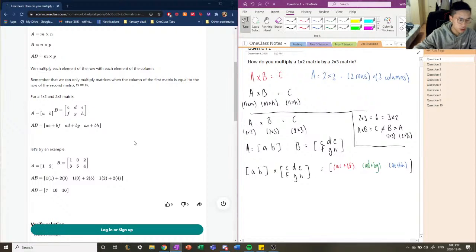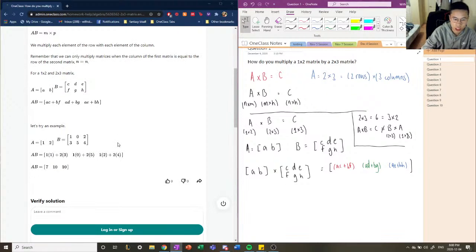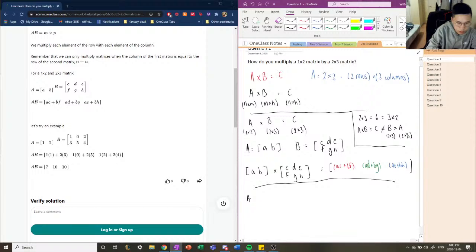So the junior tutor provides us with a solution to make it more tangible for us to understand. So we're going to do the solution really quickly, okay? So let's say that A equals 1, 2, like this, and B is 1, 0, 2, 3, 5, 4, and they want us to find what A times B is. So A times B is going to be this, right?